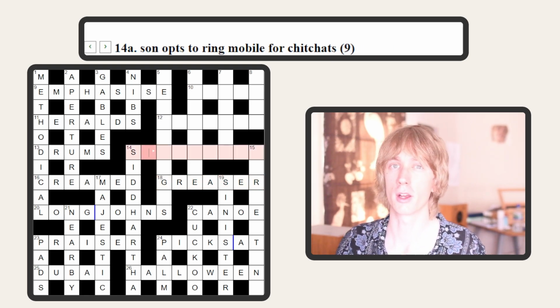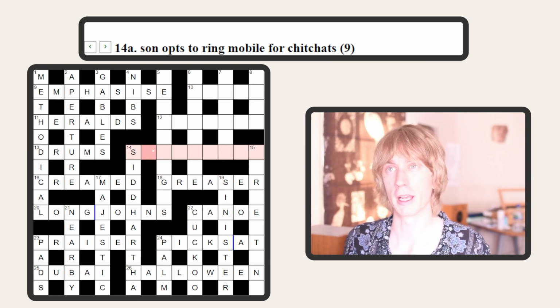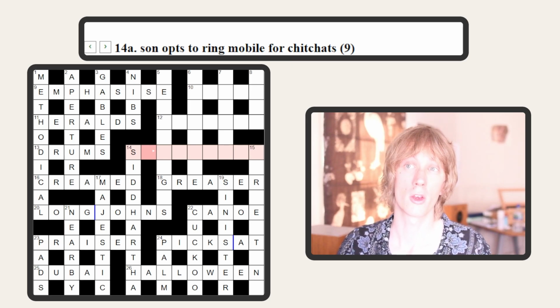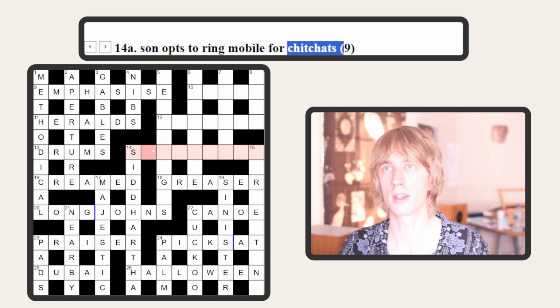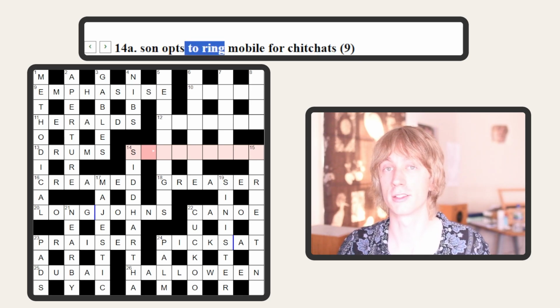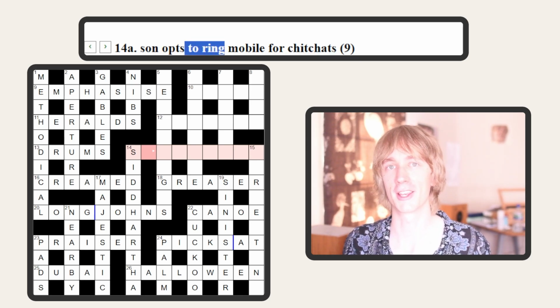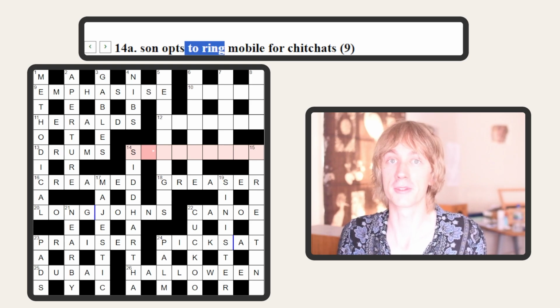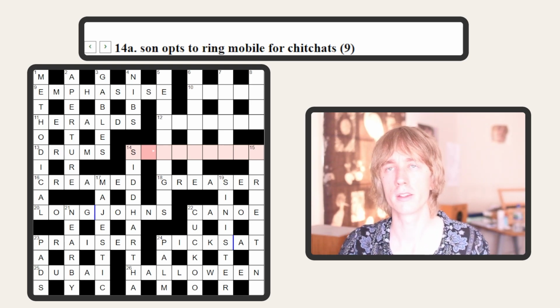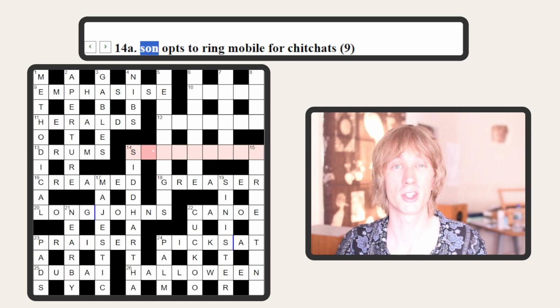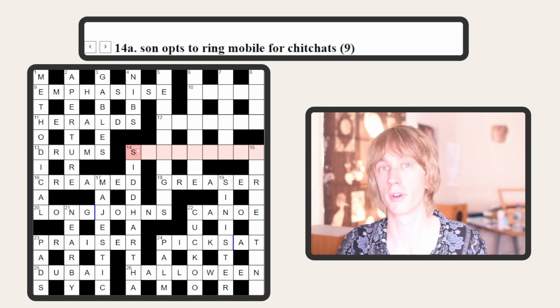So 14 across then. Son opts to ring mobile for chit-chats. Well, we have, again, a link word here, for. So son opts to ring mobile can be solved for a word meaning chit-chats. And to ring is another common indicator telling you that son opts is going to go around, it's going to ring mobile. So son can be abbreviated to S, and we can see our S in first position.